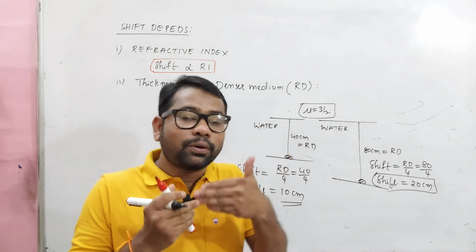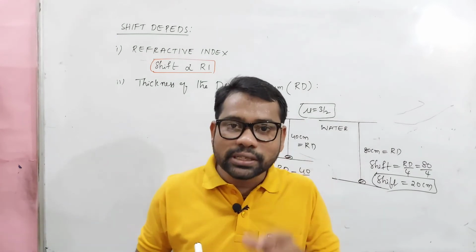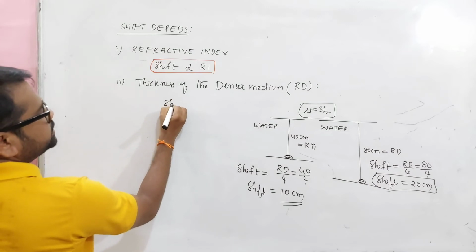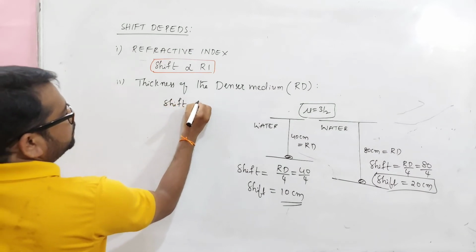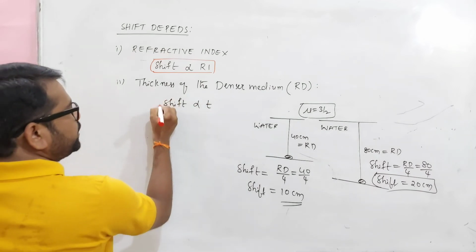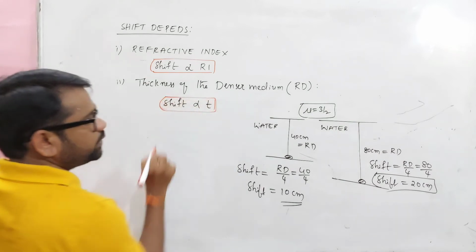So just think about it: the shift depends on the thickness of the denser medium, proportional to each other. That is, shift is proportional to the thickness of the denser medium. So here thickness we will represent with the letter T. This is the second factor.